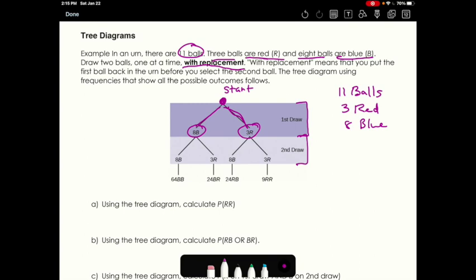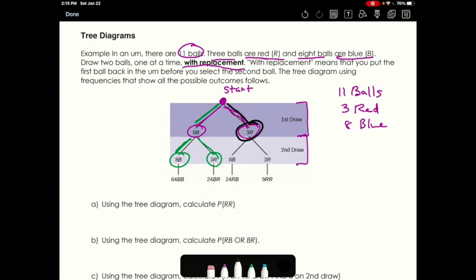Now, because I did with replacement and I put that first ball back in, we're resetting it, and now we have the same number of balls again. If I come down this path, where the first time I pick a blue ball, I'm going to come down that path on the left. When I go to pick my second ball, again, because I did with replacement, I pick one of 8 blue balls or one of 3 red balls.